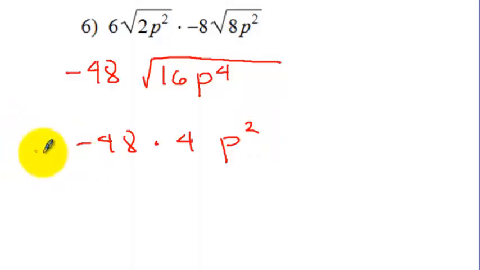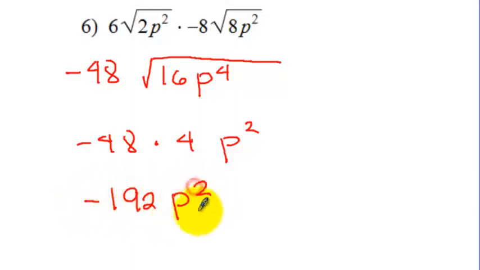Multiply negative 48 by 4. We will have negative 192 p squared. So this will be our final answer.